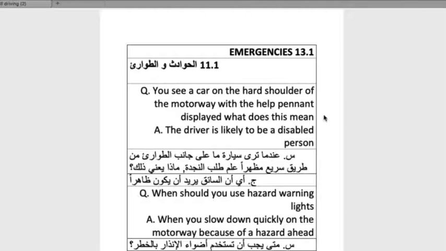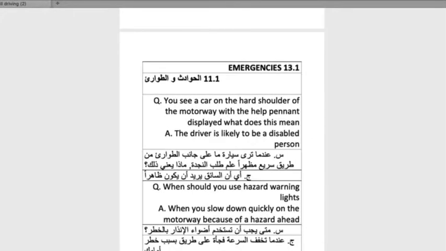When should you use hazard warning lights? When you slow down quickly on the motorway because of a hazard ahead.